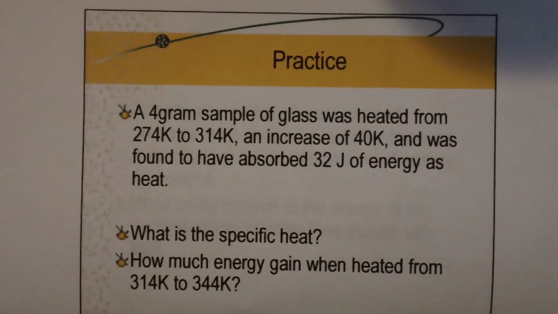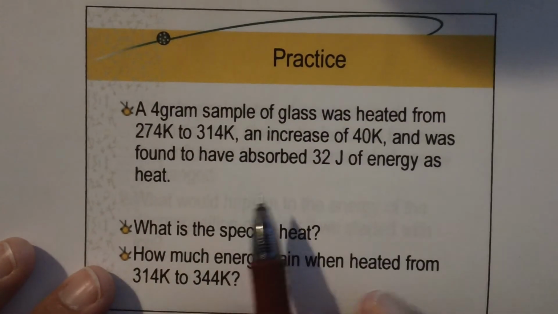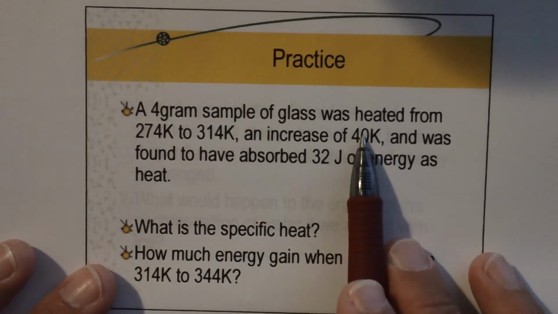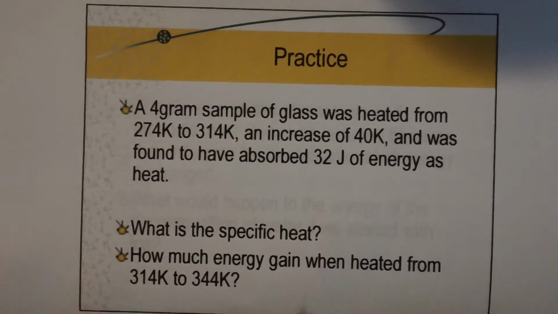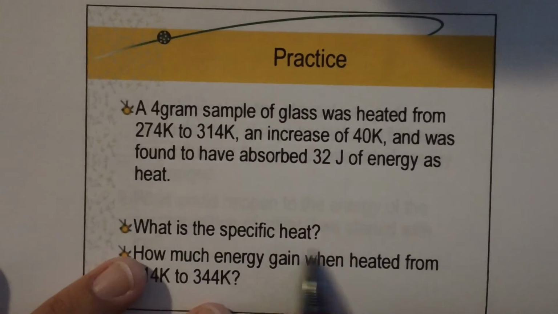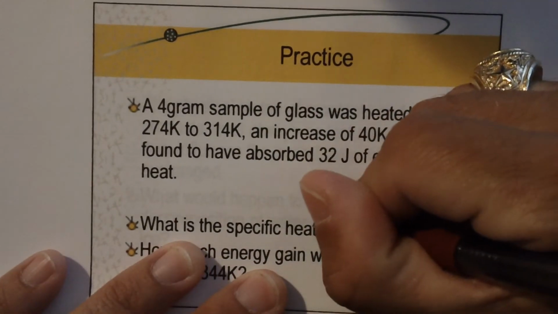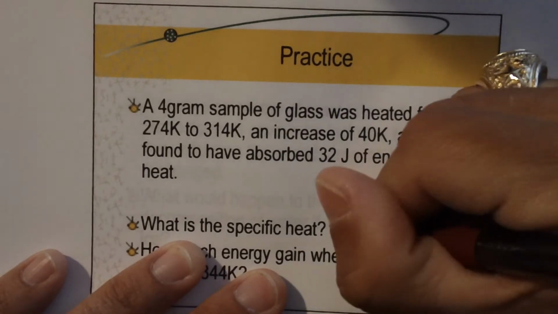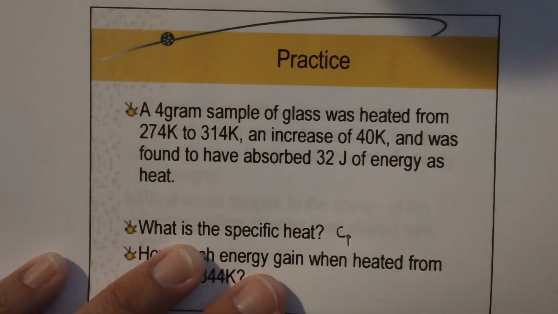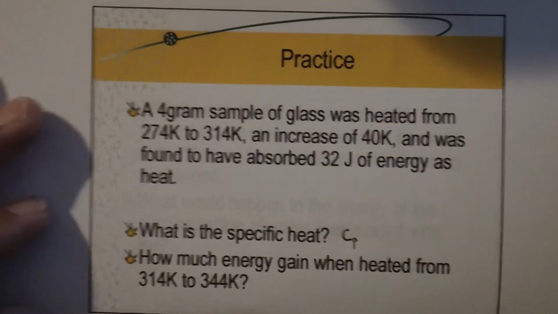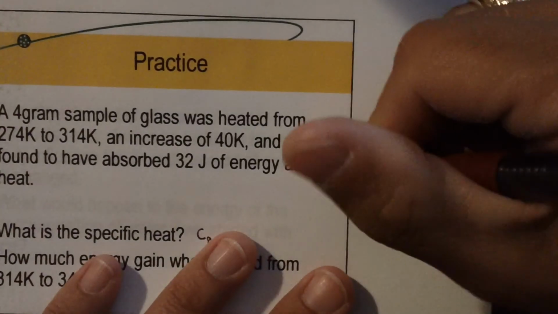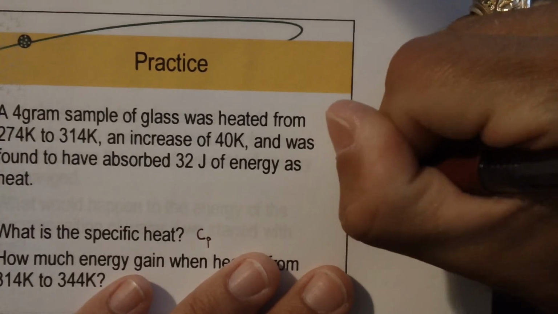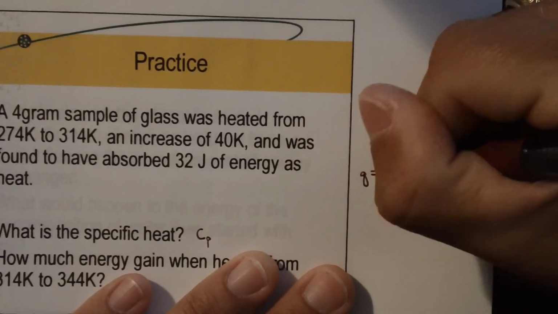This says we have a 4 gram sample of glass, and it's heated from 274 to 314. It even does the subtraction for us. It says it was found to have absorbed 32 joules of energy as heat. What's the specific heat? So they are looking for here the specific heat constant, what's that, CP? And so here is the first one. I'm going to do it right off to the side here. So this is going to be a Q equals MCΔT problem. Generic equation's always good.